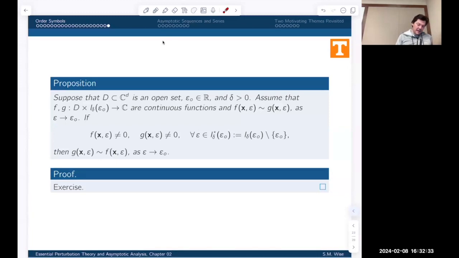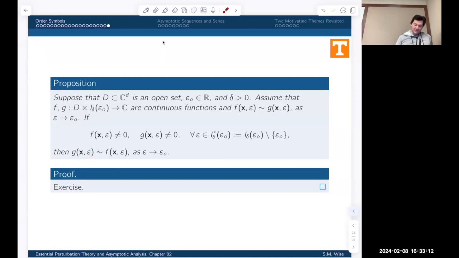Suppose that F and G are continuous functions such that F is asymptotic to G as epsilon goes to epsilon naught, and neither of them is equal to 0 in an interval not containing the point epsilon naught. So you punch out that point. I might have said that wrong previously; this is the correct statement. As long as they're not 0 in an interval that doesn't contain epsilon naught, then we can reverse the asymptoticness. So G is asymptotic to F.